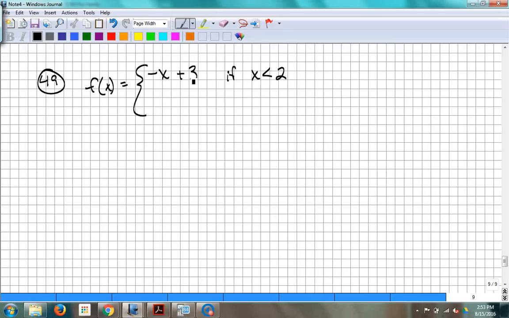X is less than 2, and then we got 2x minus 3 if x is greater than or equal to 2. Most of the time, these numbers are the same, but they don't necessarily have to be. So don't think that it's wrong if they're not. They don't necessarily have to be the same. All right, so important point for the top piece.